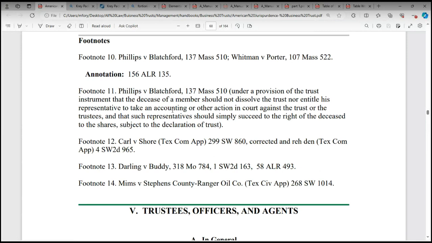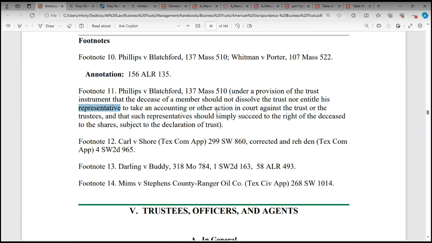Under the provision of a trust instrument that the decease of a member should not dissolve the trust, nor entitle his representative to take an accounting or other action in court against the trust or the trustees, and that such representative should simply succeed to the right of the deceased to the shares, subject to the declaration of trust. And this is absolutely true. Just the death of a member, trustee too, right, doesn't give power to anyone to do anything or ask for anything. So his executor, managing his estate after the death, only has the right to succeed to the shares that are governed by law, like heirship or a will or whatever else. That's it. And those are provisions that one should have.